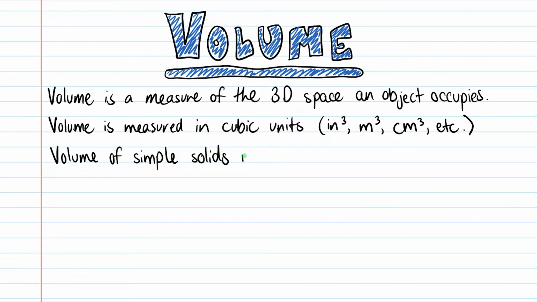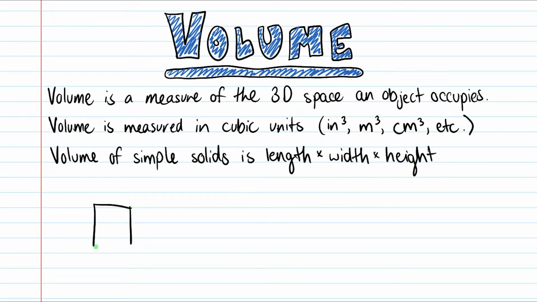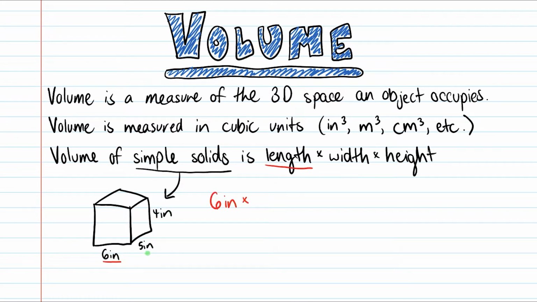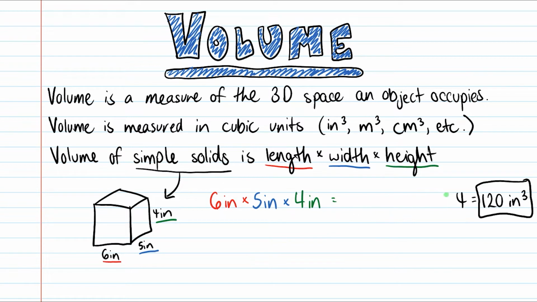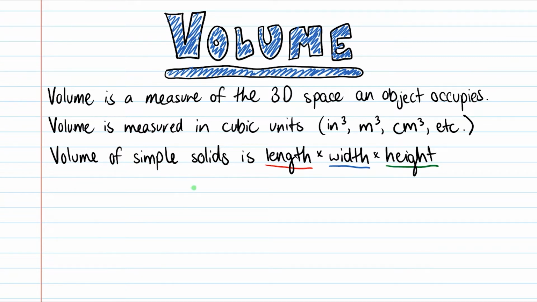So for the volume of simple solids, the formula is length times width times height. If we have a rectangular prism here, that's an example of a simple solid. Let's say this one is 6 by 5 by 4 inches. Then I'll color code and show you why I do the math that I do. Basically this works out to 6 times 5 times 4, which is ultimately 120 cubic inches. So that means this object takes up 120 cubic inches.